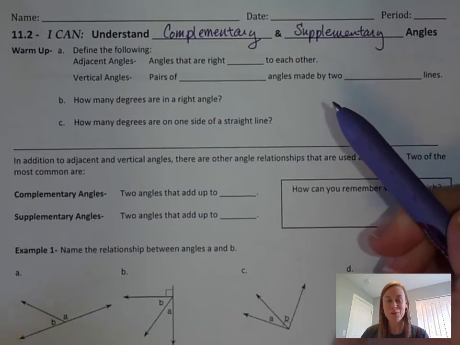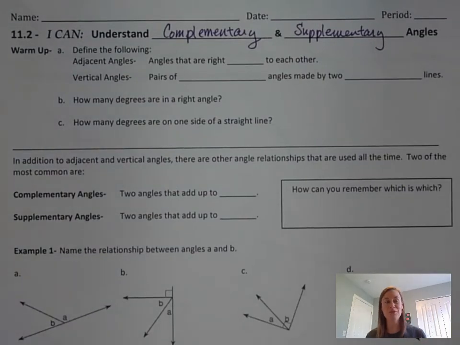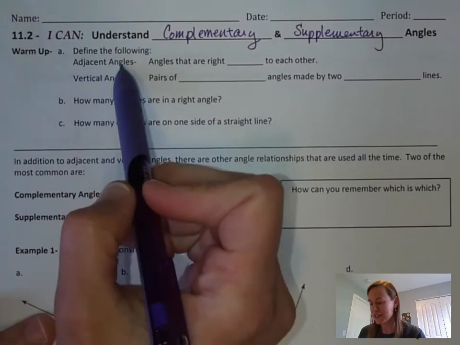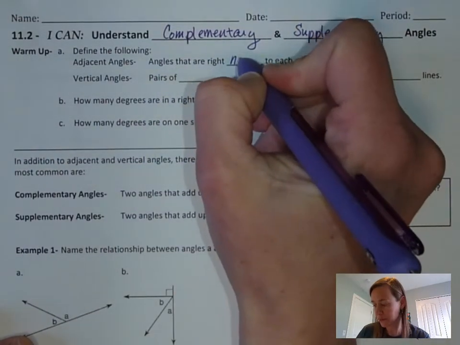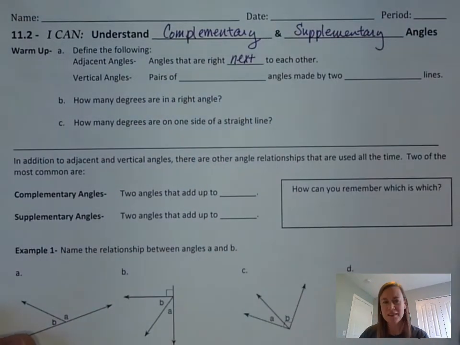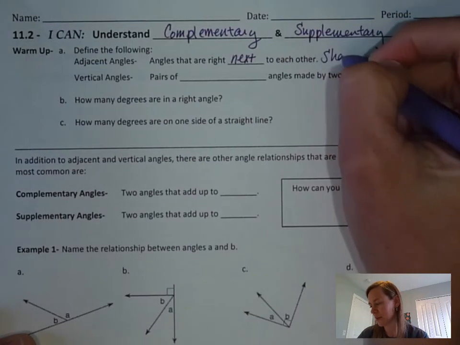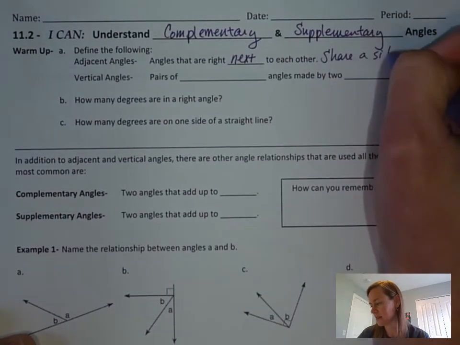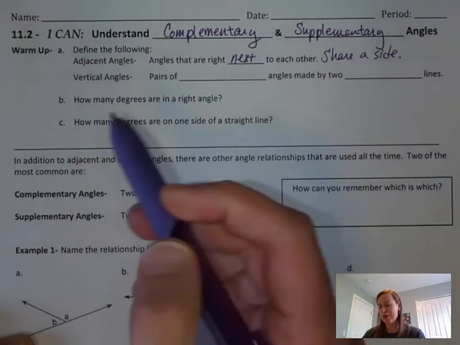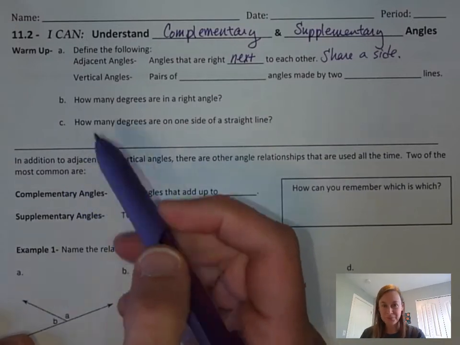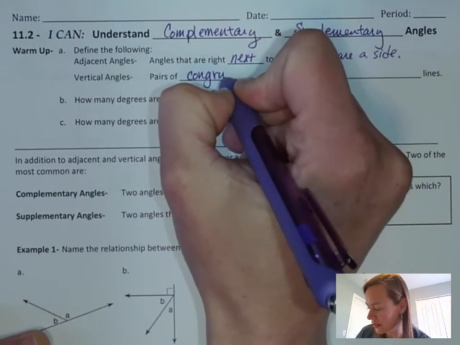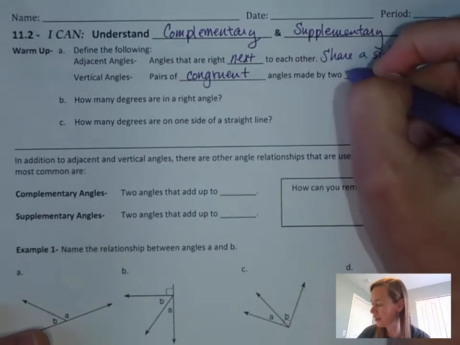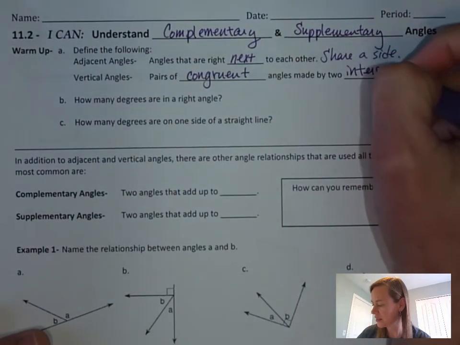Okay, so for our warm-up, we're just going to talk about some of that vocabulary like what we did yesterday. For adjacent angles, those are angles that are right next to each other. Specifically, they share a side. That might be a good note to make. They share a side. Okay, what about vertical angles? So those are pairs of congruent angles. They are equal to each other, made by two intersecting lines.